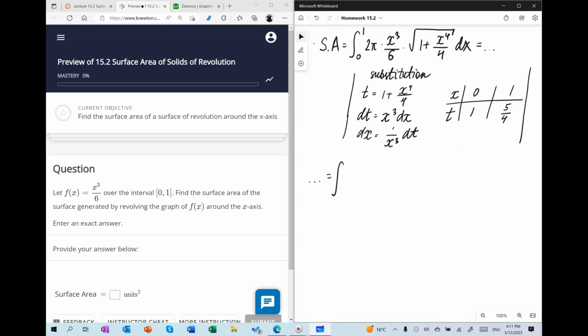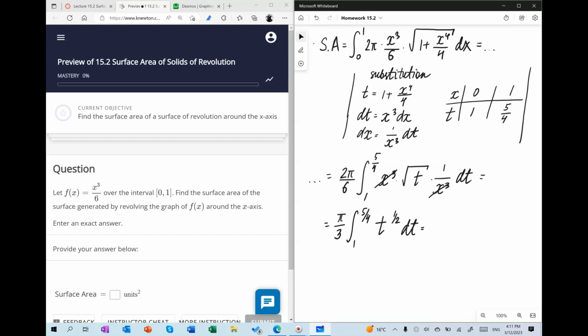We have integral from, and here I guess we can take all the constants out. So we have 2 pi over 6 integral from 1 to 5/4 of what we have here, x cubed. Then we have the radical, but inside now we have t, and instead of dx we're going to write 1 over x cubed dt, and we see how this was a good substitution because things kind of cancel out nicely, and now we should be able to find this integral.